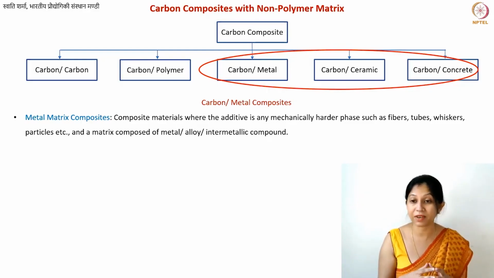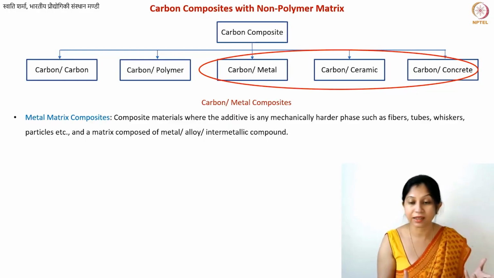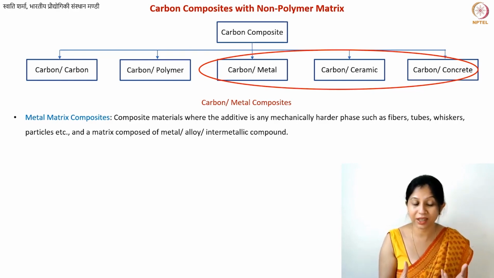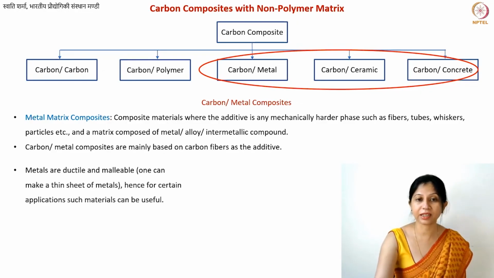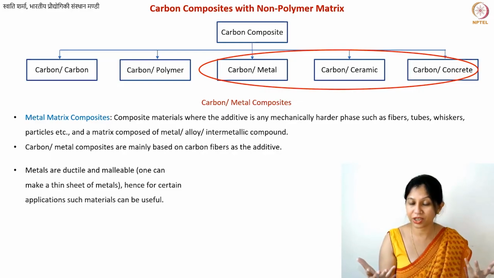In fact, sometimes we have these very high strength or high performance alloys, and if you further add carbon fiber to it, then you can imagine that the strength increases many folds, and then those materials can become really what is called next generation material and so on. Again, I mentioned that carbon fiber is the most common additive. Now the metals are, number one, ductile, and you can also make thin and long sheets out of metal. So you know already these properties. They are malleable and they are ductile.